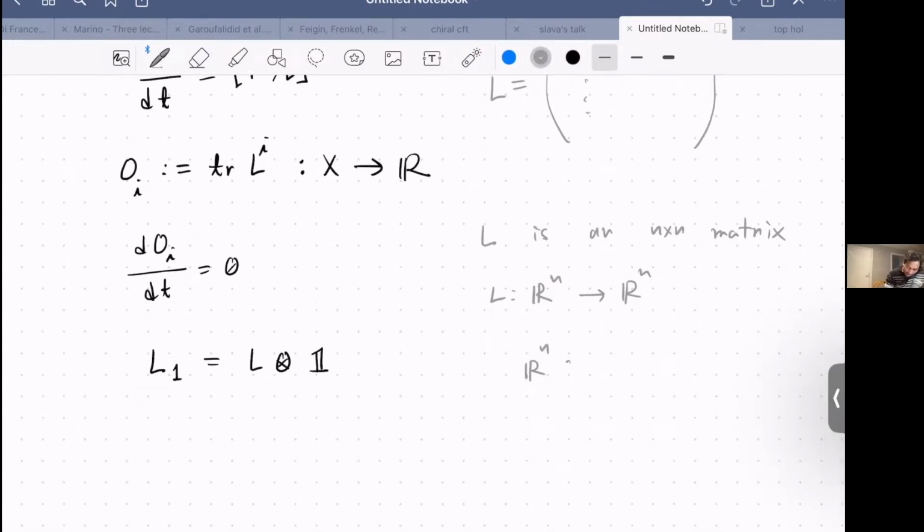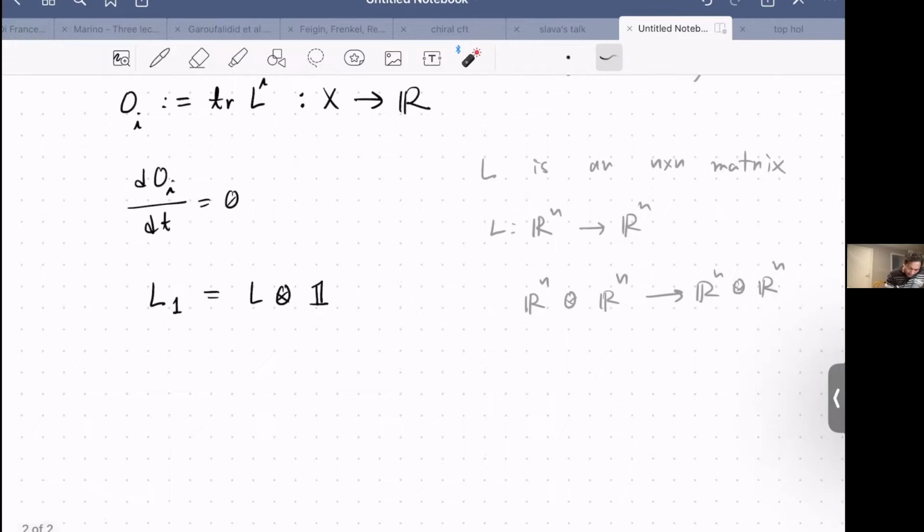Right. So now imagine a somewhat bigger vector space, which is a tensor product of Rn with Rn, and a map from this space to itself. And then this operator acts on this space, right? So L acts on Rn, and in the second copy of Rn, we just have the identity operator. And similarly, you can define L2 to be identity times L. So this operator acts non-trivially on the second factor and trivially on the first factor.